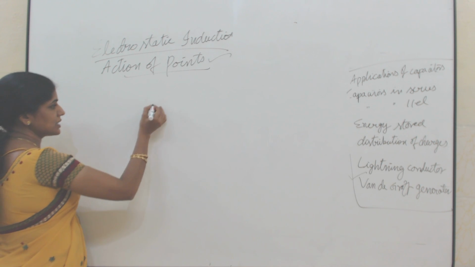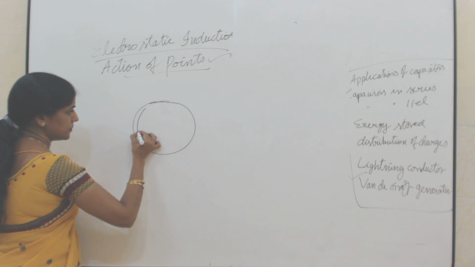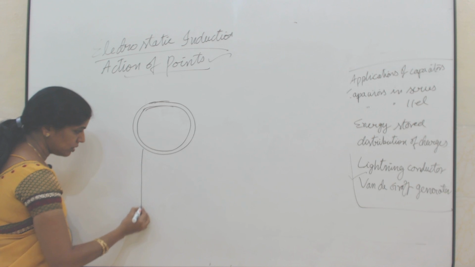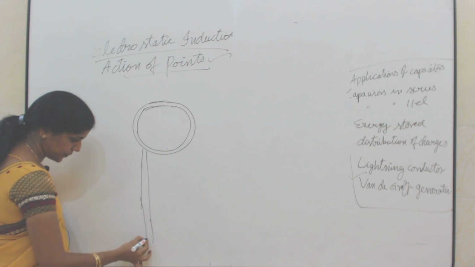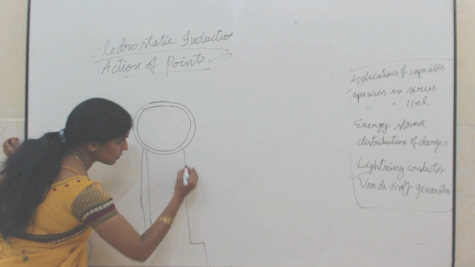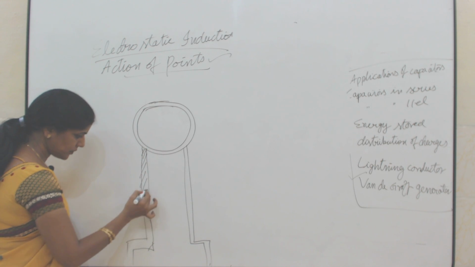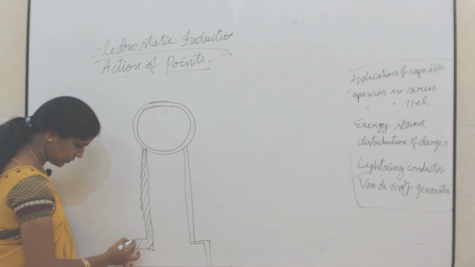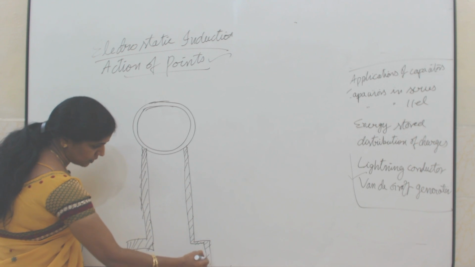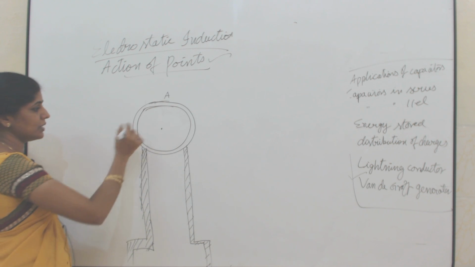It consists of a hollow metallic sphere. This hollow metallic sphere is mounted on an insulating stand. This is the insulating stand. This will be the center of the hollow metallic sphere. Let A be the hollow metallic sphere.